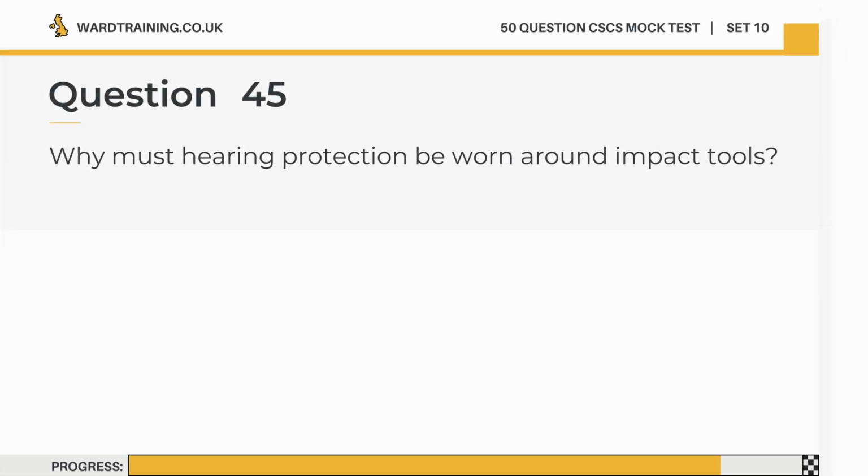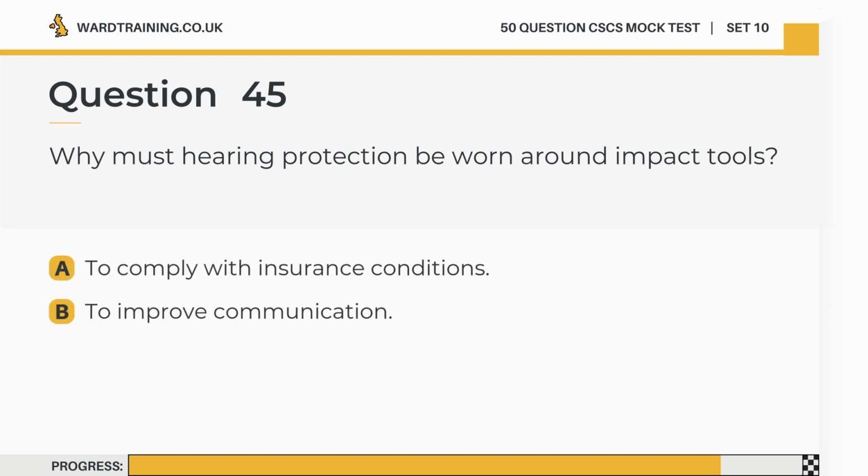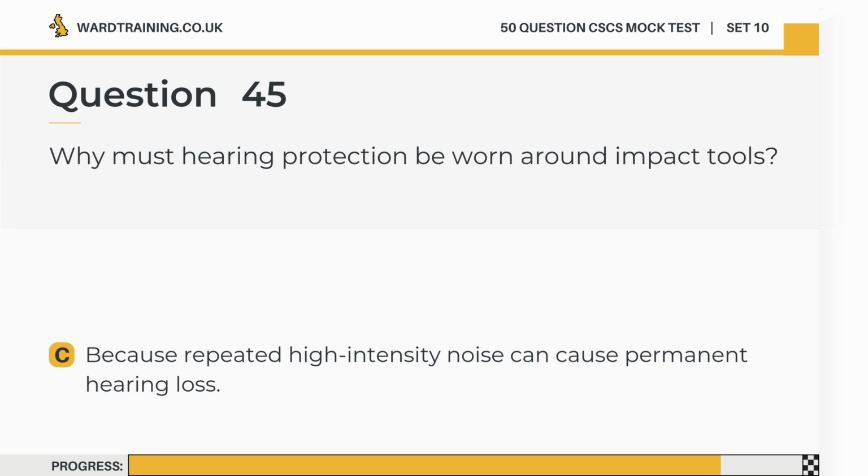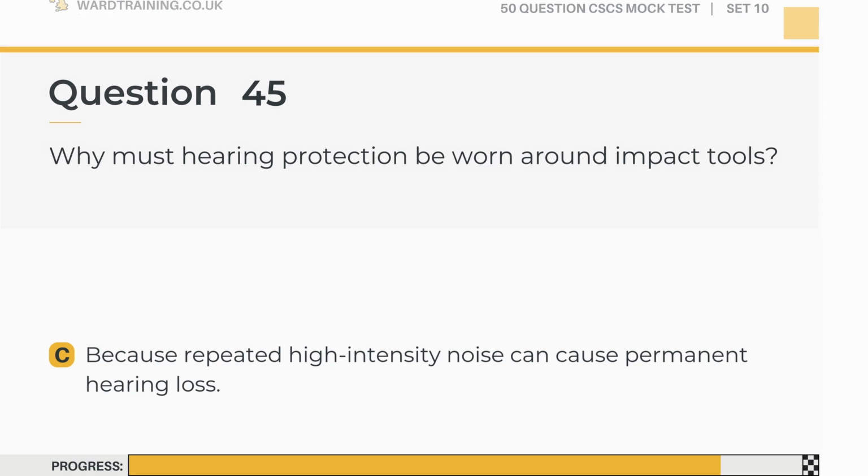Question 45. Why must hearing protection be worn around impact tools? A. To comply with insurance conditions. B. To improve communication. C. Because repeated high-intensity noise can cause permanent hearing loss. D. To reduce pressure changes. The correct answer is C. Because repeated high-intensity noise can cause permanent hearing loss.